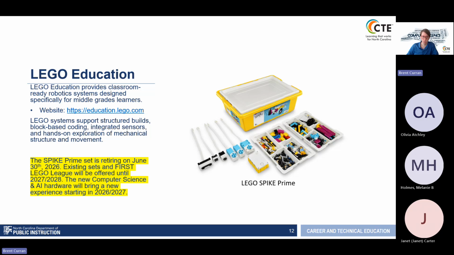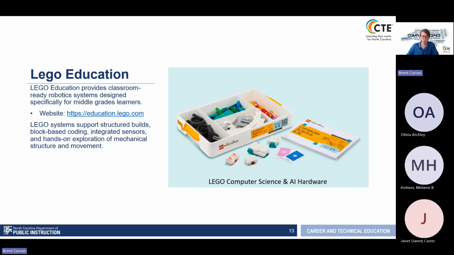I feel like since it is LEGO, a lot of parts interconnect with each other. If you find a good deal on this, this may be something you want to purchase to use with their new system. This is their new system. They're calling it the Computer Science and AI Hardware. They haven't announced what that new competition looks like, so I would wait and see what that looks like before you fully jump in and purchase this. Since it is a new product, there may be some things that they have to work out.